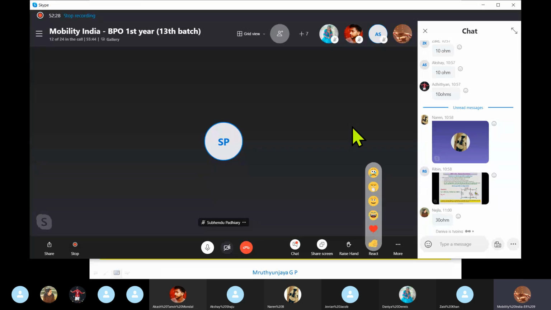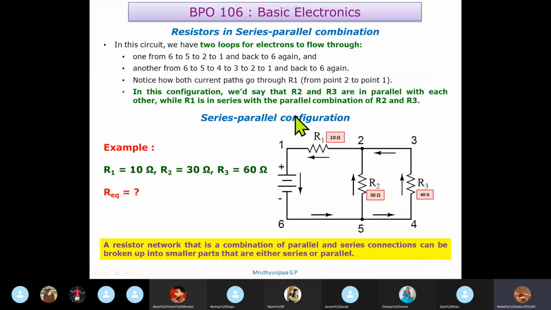So the equivalent resistance, the total resistance, I'll just try to explain again. Total resistance will be R equivalent equal to R1 plus 1 over R2 and 1 over R3. That will give you 1 over R equivalent here. Get it? So R equivalent will be the reciprocal of that: R1 plus 1 over 1 by R1 plus 1 by R2. That's the calculation, if you want to put it in equation terms.